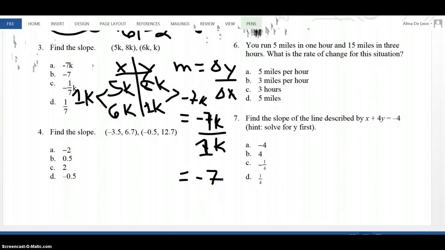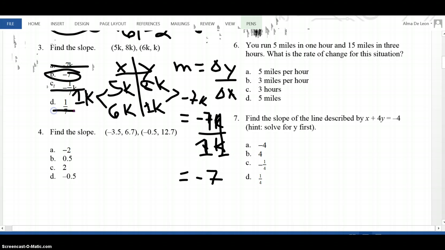K divided by k is 1. So basically, we no longer have a k. They cancel each other out. So our answer is simply -7, and not -7k like a lot of people picked.